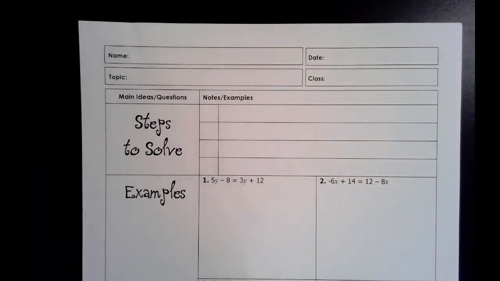But today we're going to be talking about steps to solve equations with variables on both sides. So we've already talked about solving one- and two-step equations, but we've always had the variable on either side of the equal sign. Today we're going to talk about the variables being on both sides.